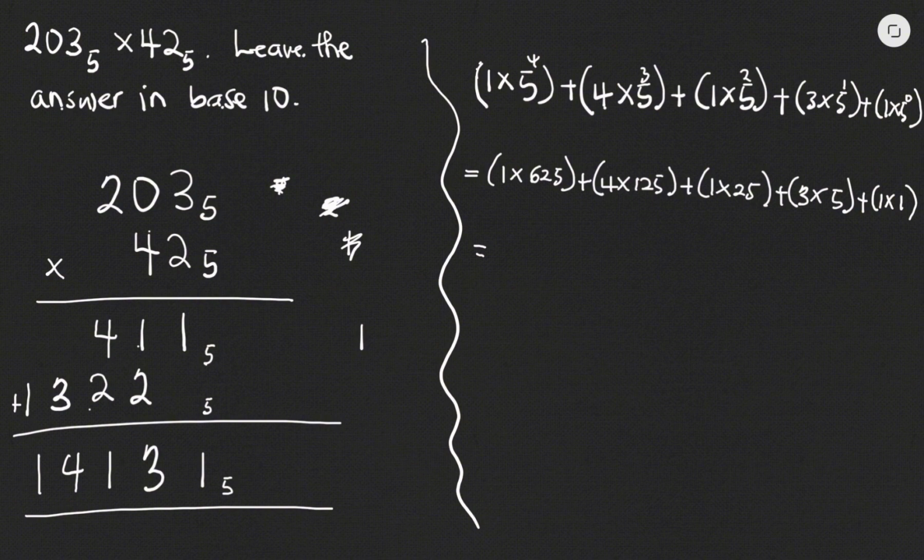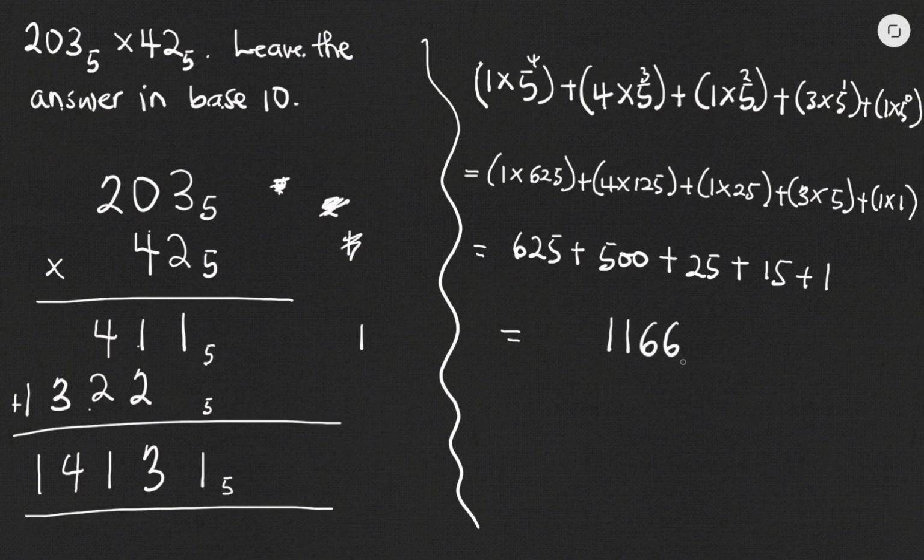So 1 multiplied by 625 will give me 625, plus 4 multiplied by 125 will give me 500, plus 1 multiplied by 25 will give me 25, plus 3 multiplied by 5 will give me 15, plus 1 multiplied by 1 will give me 1. So 625 plus 500 plus 25 plus 15 plus 1 will give me 1166 base 10, or you can just leave it like this as your final answer.